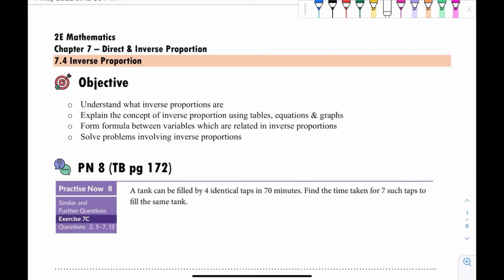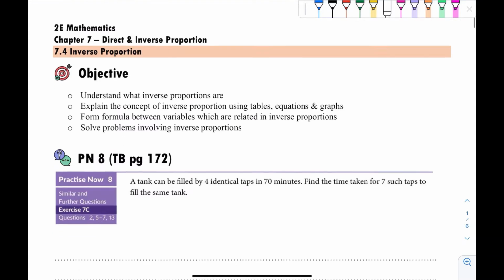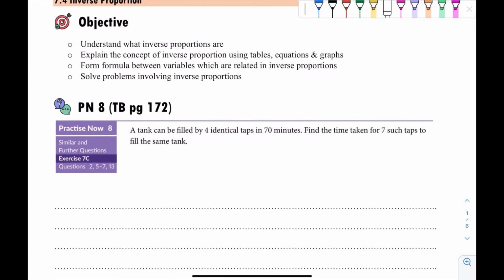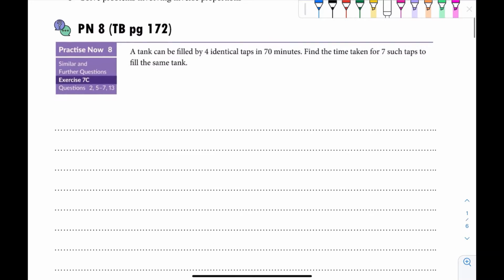Hi everyone, in today's lesson we are going to be covering inverse proportion. In the earlier videos in the SLS lesson, you would have some understanding about what inverse proportion is already. In this segment of the video, we will be looking at some examples of how we apply inverse proportion to various problems. We first take a look at practice now 8.